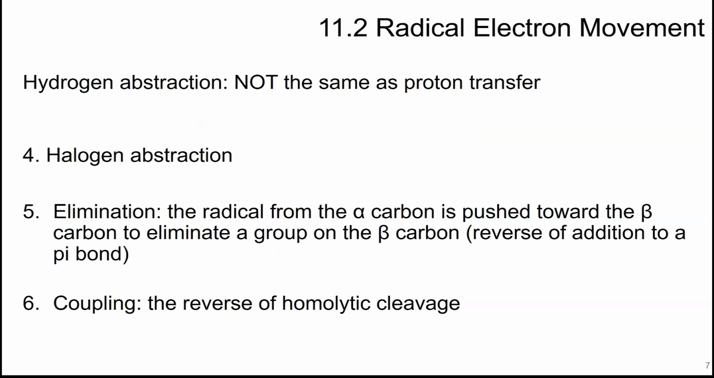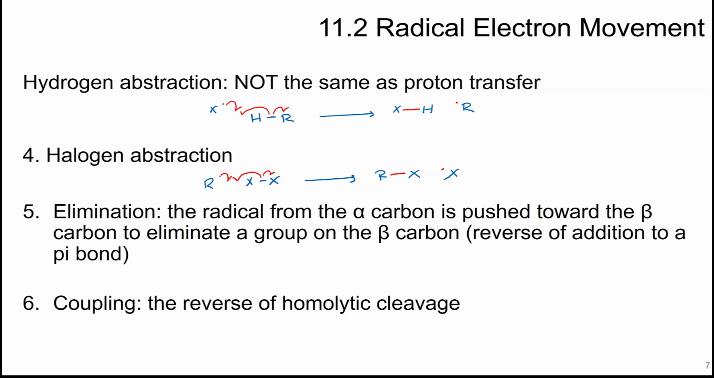We can have hydrogen abstraction, which is not the same as a proton transfer. One of these radicals comes from the H-R bond, and that goes there. So we form a new bond with H and X, and then the R gets the radical. So that is a hydrogen abstraction. We can have a halogen abstraction. One electron, new bond between R and X, and then we get an X radical.